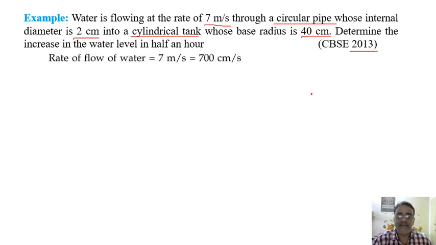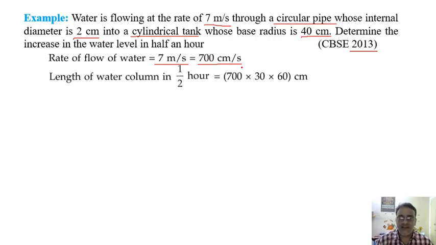So first of all, speed. The rate of flow of water is given 7 meter per second. And in centimeter, we have to multiply with 100. Okay. And the length of water column in half an hour will be equal to, this is per second. Per half an hour means into 30 into 60. In 1 hour, the total number of seconds is 3600, 60 into 60. So half an hour will be 30 into 60.